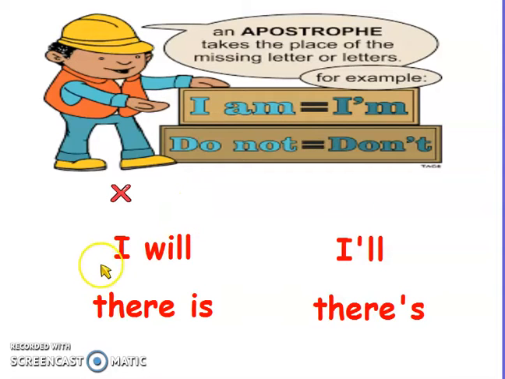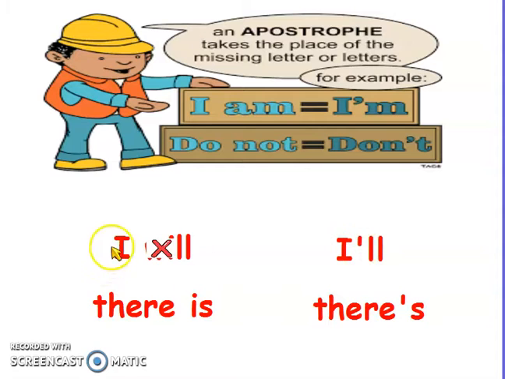Look here. I will, I'll. This is the apostrophe, and the apostrophe takes the place of the missing letters. These are the missing letters, W and I. So, we use the apostrophe in contractions to take the place of the missing letters. تأخذ مكان الأحرف المفقودة. Maybe one letter, two letters. ممكن يكون حرف أو حرفين حسب الكلمة.